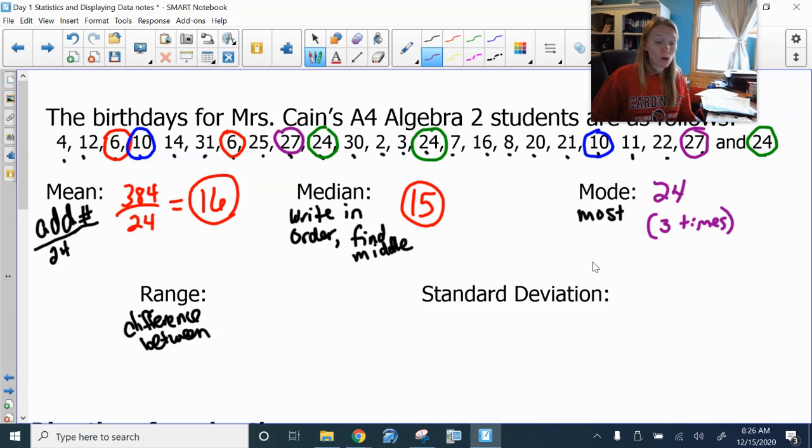You can have multiple modes. We call it bimodal, which we'll actually talk about in just a little bit, where you have 2 different numbers that come up 3 times when everything else is less than that. So you can have bimodal, you could have trimodal. The mode does not get split. The median, if you list them all in order and you get a 10 and a 12, then 11 would be the median because that's in between your 2 numbers.